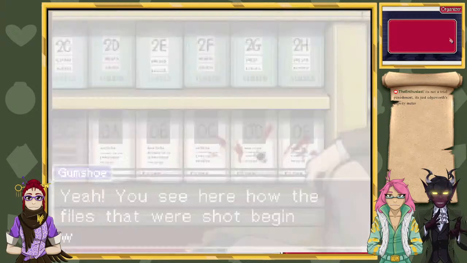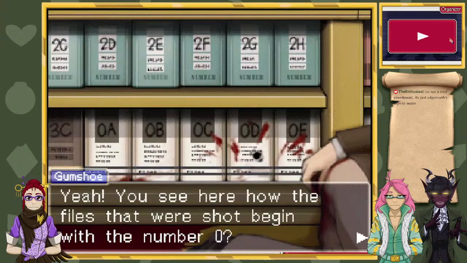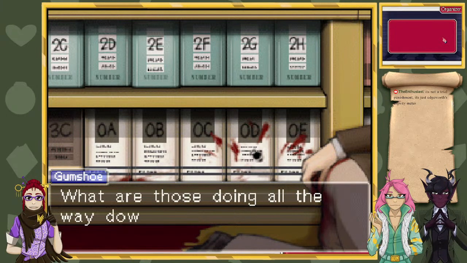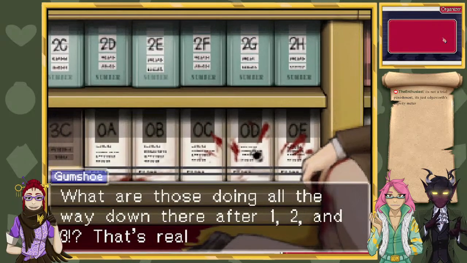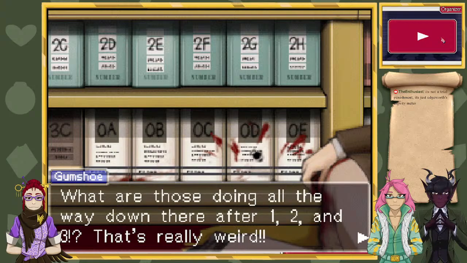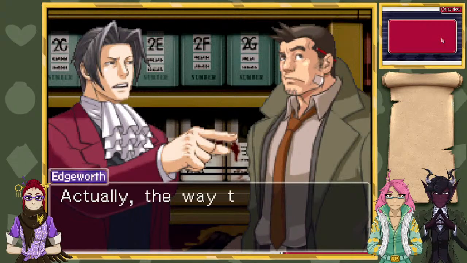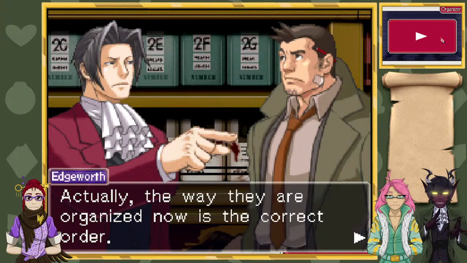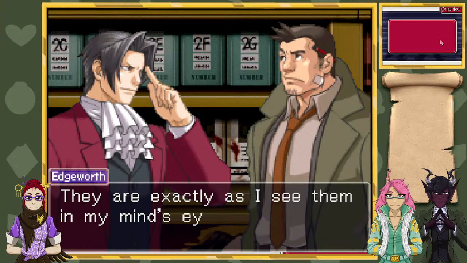Yeah! You see how the files that were shot begin with the number 0? I honestly didn't know. What are those doing all the way down there? After 1, 2, and 3! That's really weird! Actually, the way they are organized now is the correct order. They're exactly as I see them in my mind's eye.